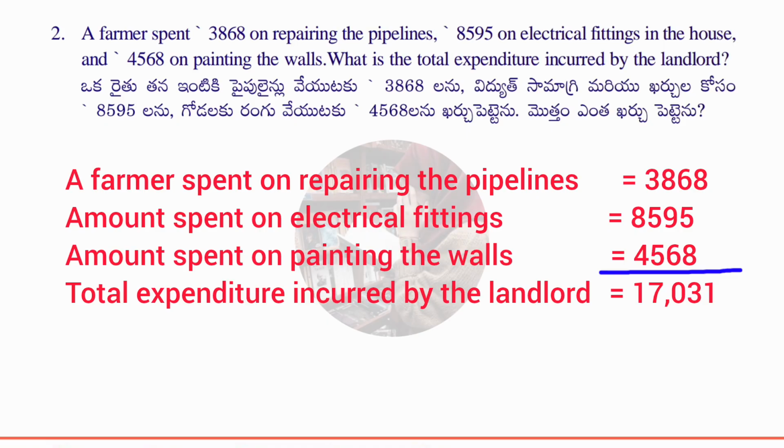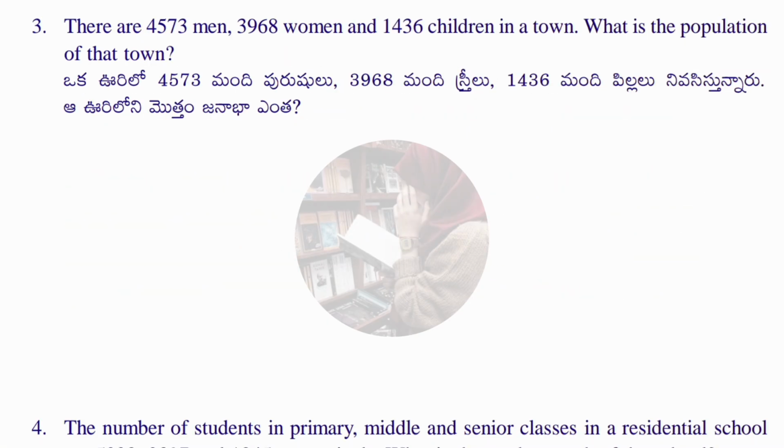Okay, now let's move on to the third question, which is there are 4,573 men, 3,968 women and 1,436 children in a town. What is the population of the town? Okay guys, so there was a town in which 4,573 men were there, 3,963 women were there and 1,436 children were there. Now we have to count it and tell the total population of that town. Okay, let's see the answer.